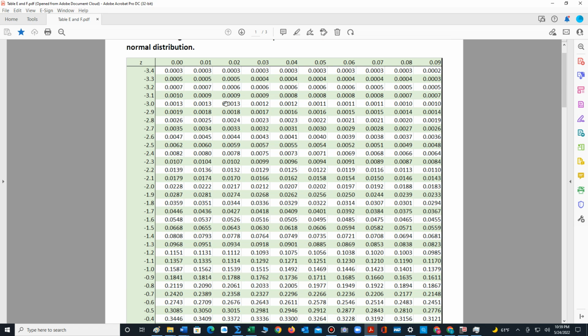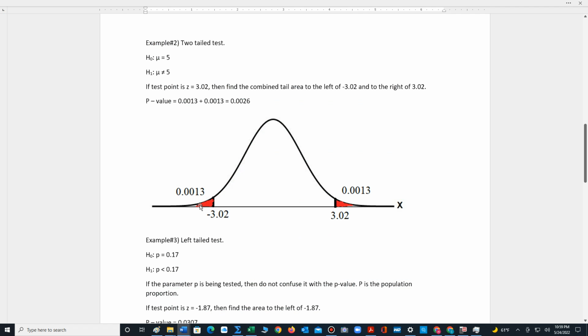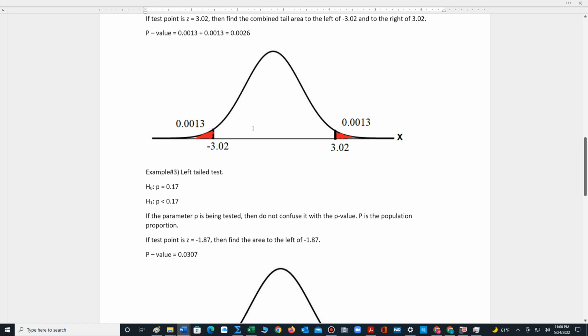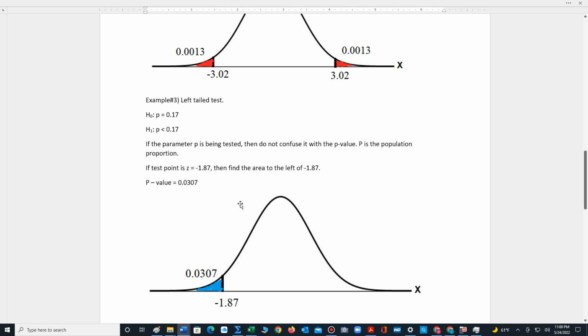Negative 3.02, 0.0013. That is this left tail area. Using symmetry, the right tail area is also equal to 0.0013. The next step is we add the two areas together, and that will equal the p-value, 0.0026.